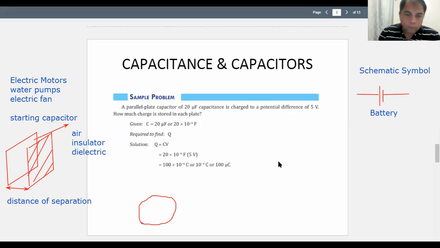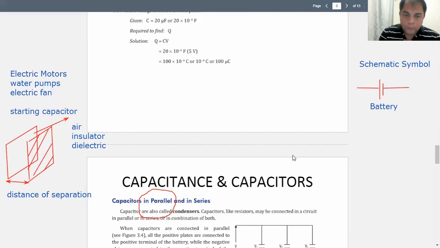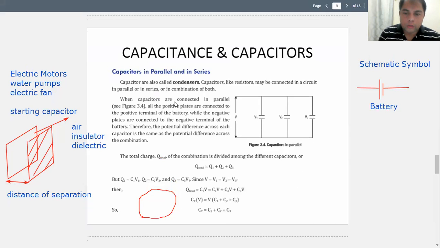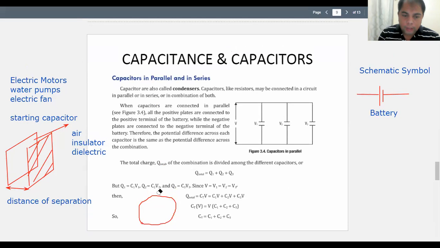Okay, so moving on, we can also connect our capacitors in some kind of combination. So we could have a picture. This is our picture of our battery over here, and we can also have a picture of our capacitor. The next one that I'm going to draw here is the schematic symbol of a capacitor.